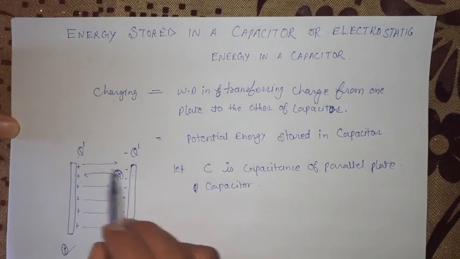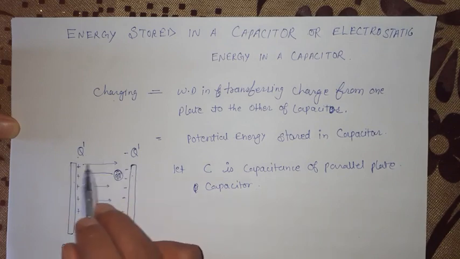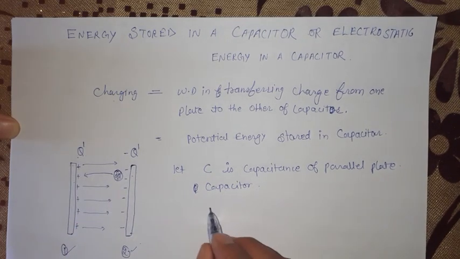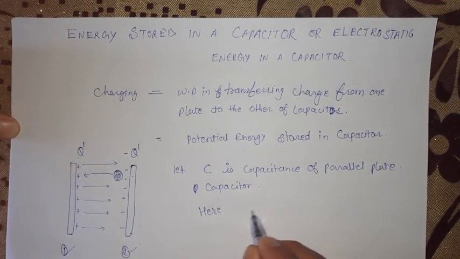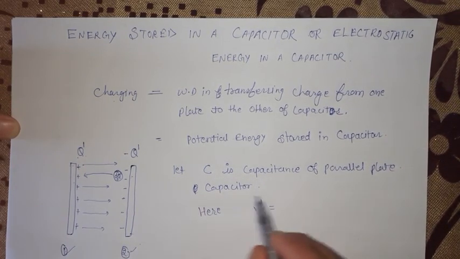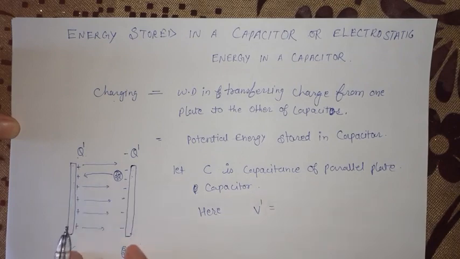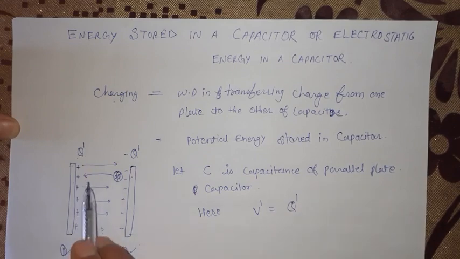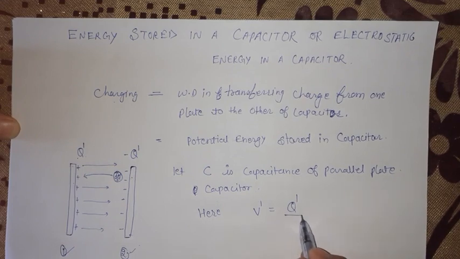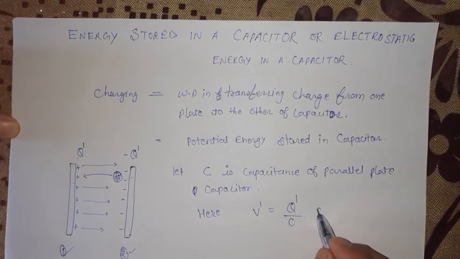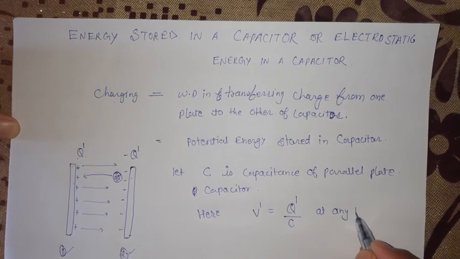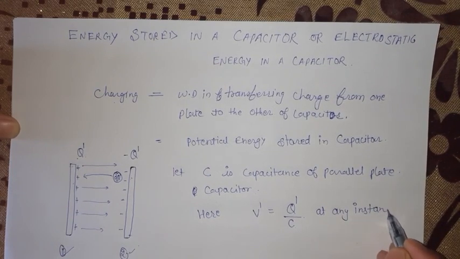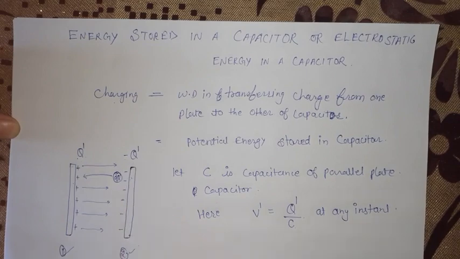So what is happening over here, there is a potential difference across the two plates. It is given by the charge of the capacitor upon its capacity. So at any instant, when there is a charge q dash and minus q dash on the plates, the potential difference at that time is q dash by C.